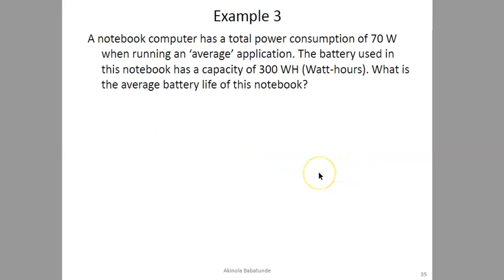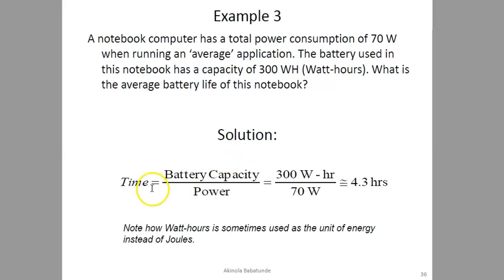Here is another example. A notebook computer has a total power consumption of 70 watts when running an average application. The battery used in this notebook has a capacity of 300 watt hours. What is the average battery life of this notebook? Again, we know that our time is equal to energy divided by power. In this particular case, the energy is given as the battery capacity, 300 watt hours, divided by the total power given as 70 watts. And that will be equal to 4.3 hours.